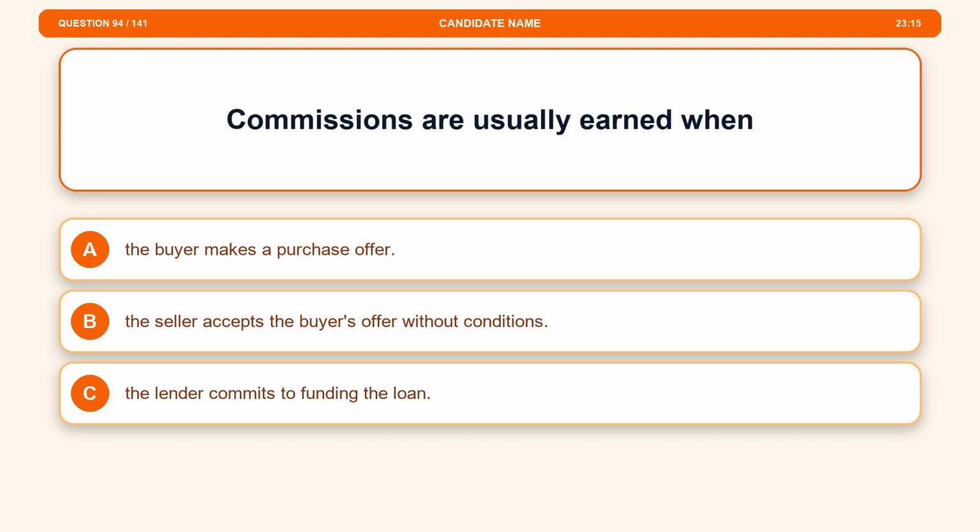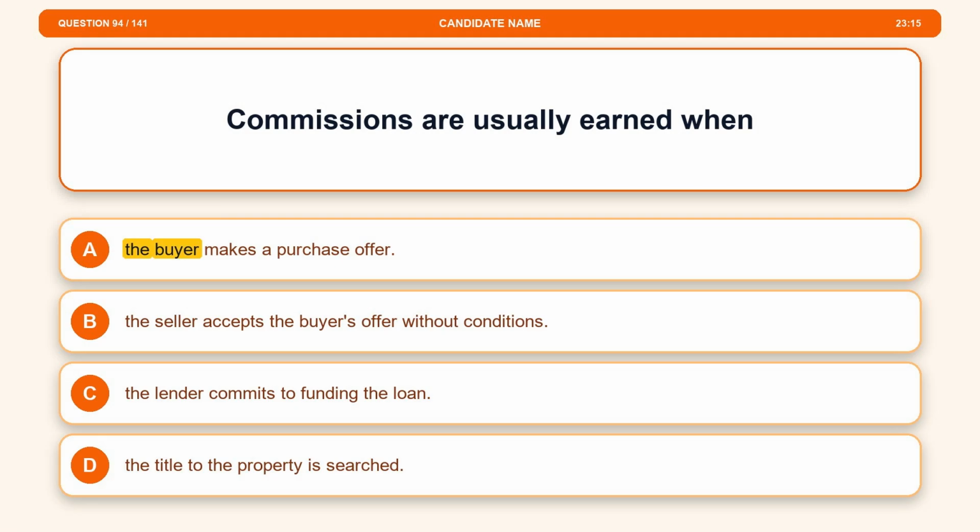Question 94. Commissions are usually earned when option A, the buyer makes a purchase offer. Option B, the seller accepts the buyer's offer without conditions. Option C, the lender commits to funding the loan. Option D, the title to the property is searched.